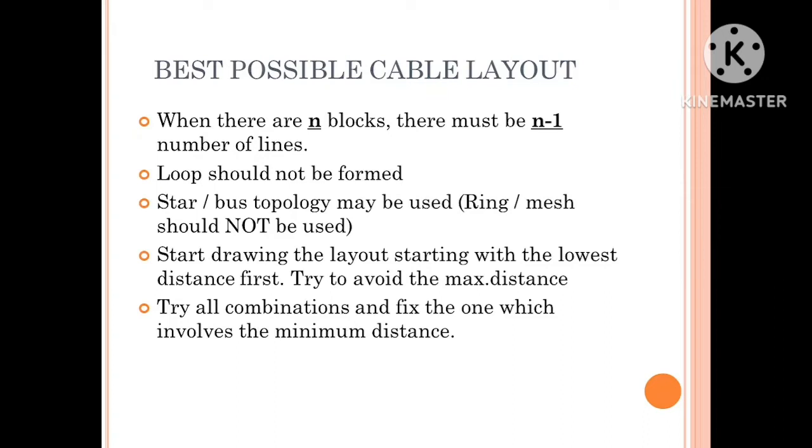Now, condition number 1. When there are n number of blocks, you must draw n minus 1 lines. If there are 4 blocks in a campus, you have to draw 3 lines to connect them. You should not draw 4 lines and put them in a loop. Loops should not be formed, it is wrong. Then, you can draw star topology or bus topology, but ring or mesh is not allowed.